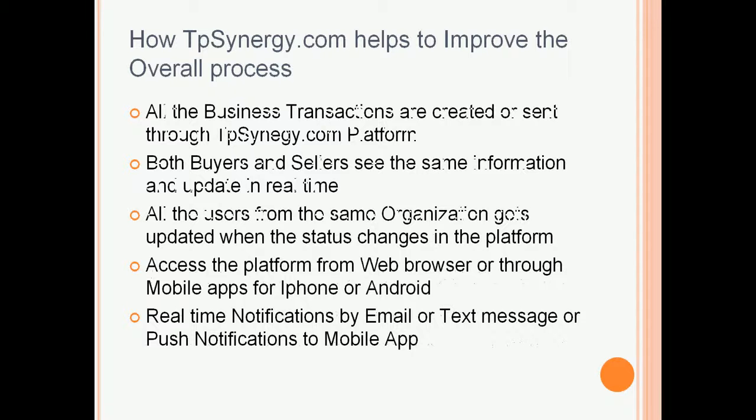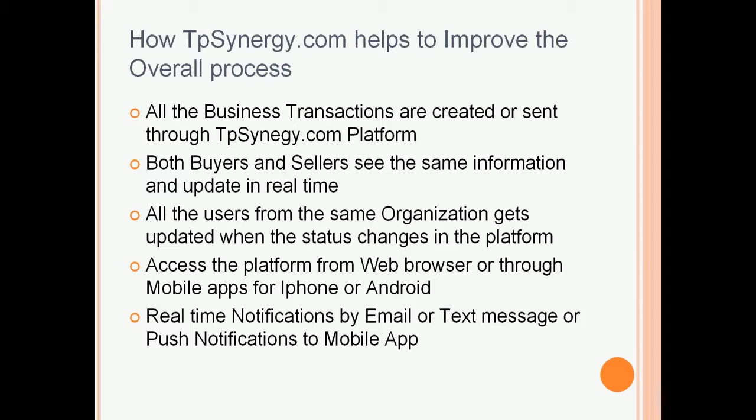So these are the various problems that currently happen with the traditional way of communications. And let's see how TpSynergy.com helps to improve the overall process by reducing all these communication lapses. So basically all the business transactions we saw earlier are either created in the platform itself or sent through the TpSynergy.com platform. If the transactions are created in your own ERP system or your own accounting system, they are passed through the TpSynergy.com platform, so that one common platform has all the information.